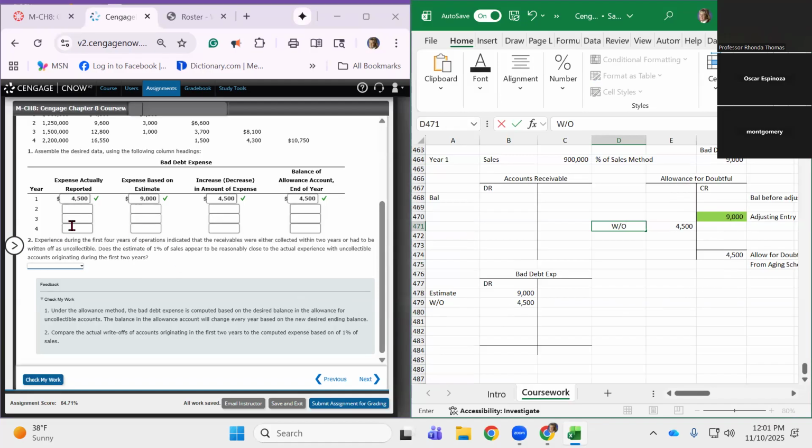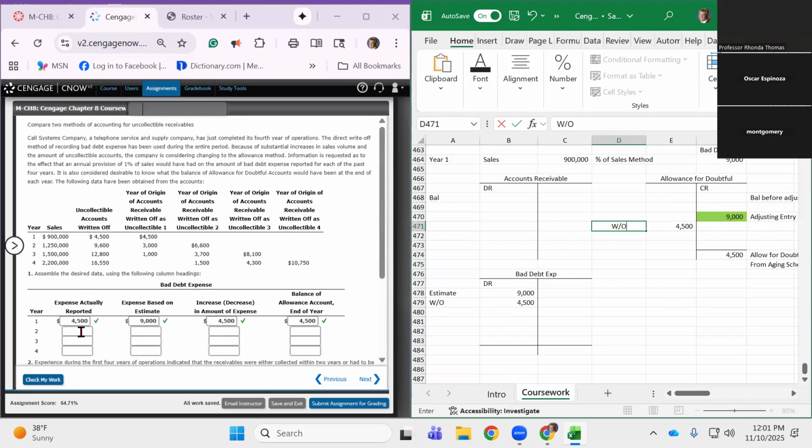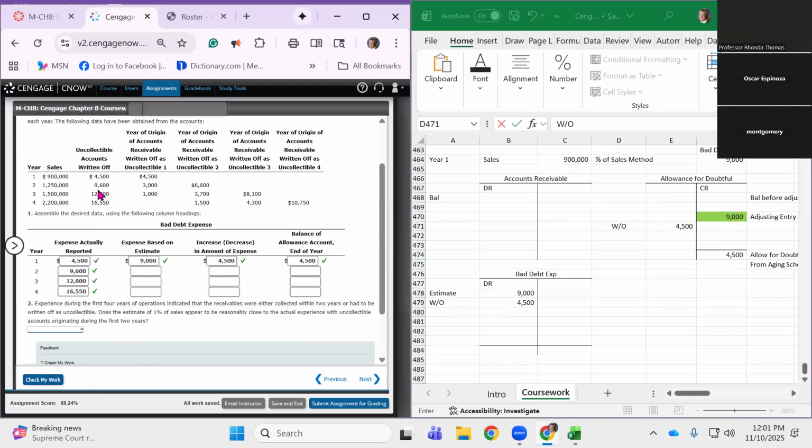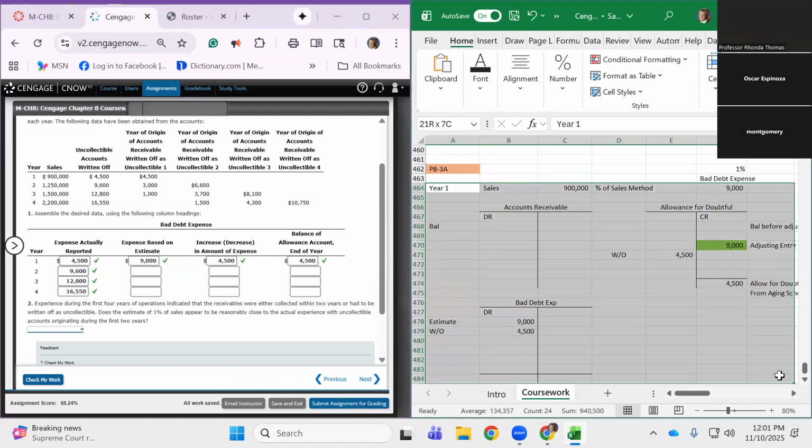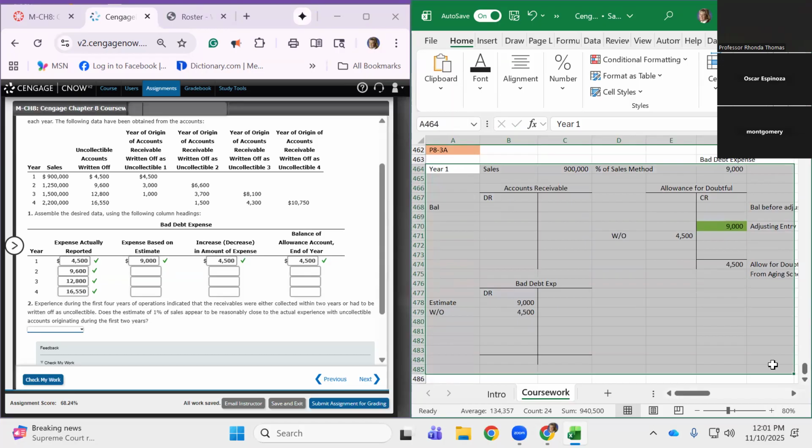So now what becomes the next one? Okay, the next one, so we can fill in what was actually written off. Put 9,600. So watch. My number 3 is 12,800. 16,550. Okay, so that's the amount they actually wrote off each year, right here. Now we want to do an estimate. So this was year 1, by the way. So I'm going to copy this and do it again for year 2, so that way we don't get confused.